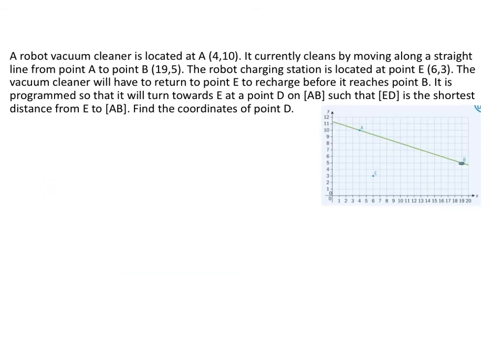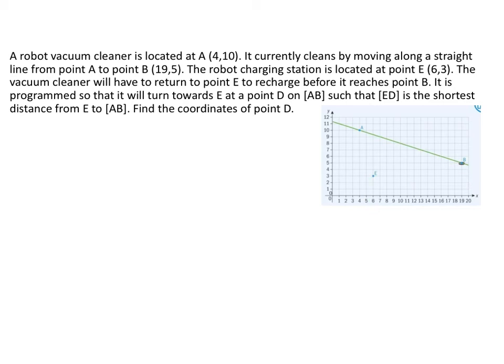So our last example: a robot vacuum cleaner is located at point A, which is at (4, 10), and it's moving in a straight line towards point B, which is at (19, 5), and the charging station is over here at point E, (6, 3). So the vacuum cleaner will have to return to point E before it can get to B. It's going to get here, it's going to die, and it needs to come over here to point E. The way it's programmed, it's going to follow this line until it gets to a point where it has the shortest distance to E, and then come over to point E.